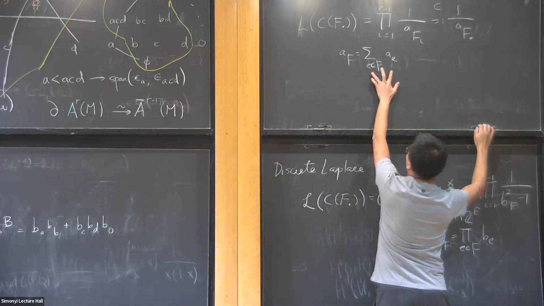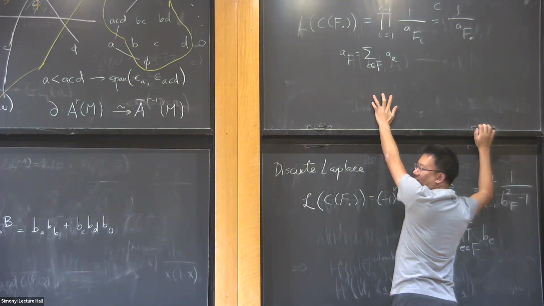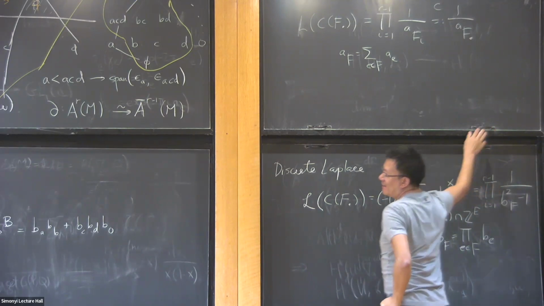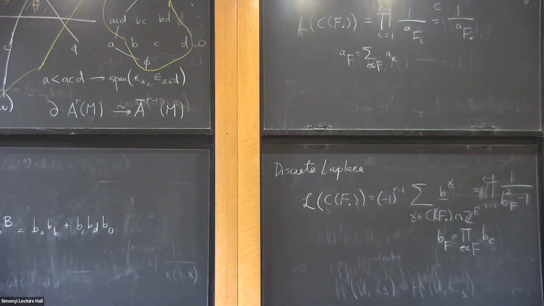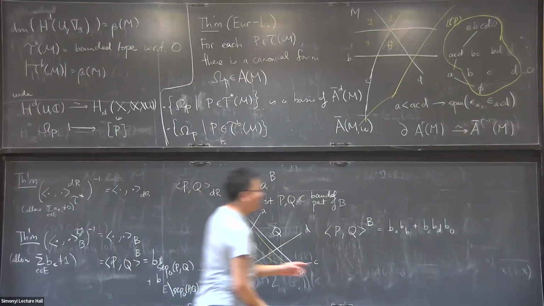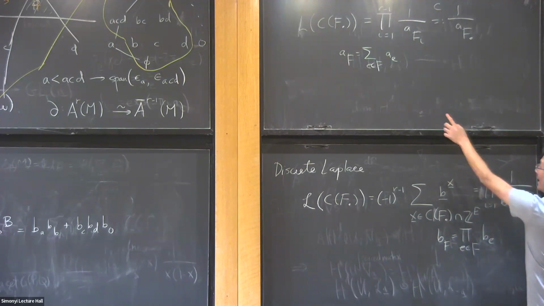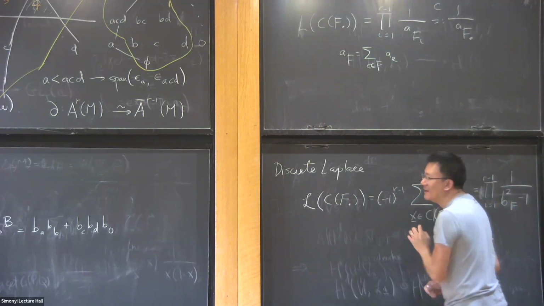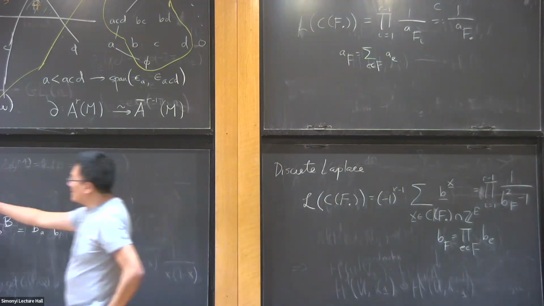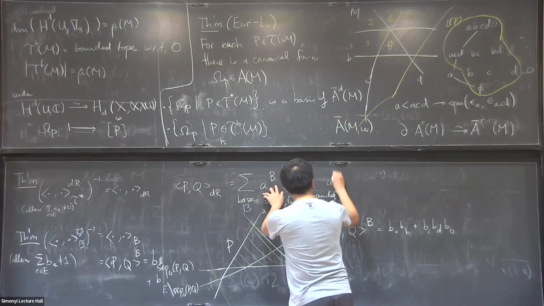So A sub F is the sum of all the residues corresponding to A. Yeah, sorry, but that one is a product. For B's, usually the notation is multiplicative, and for A's, the notation is usually additive. But in this special case, this A sub B, this thing is a product.